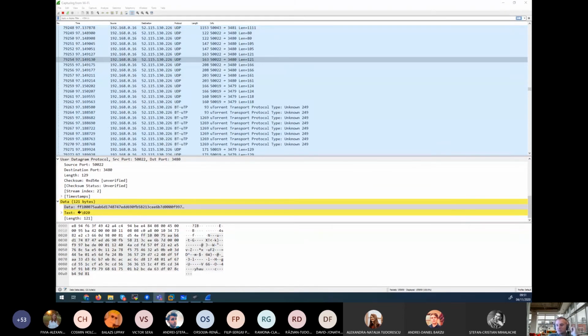Yeah, somebody is writing me not to go on an HTTP website with Wireshark open. Not sure, probably you're talking about HTTPS versus HTTP.